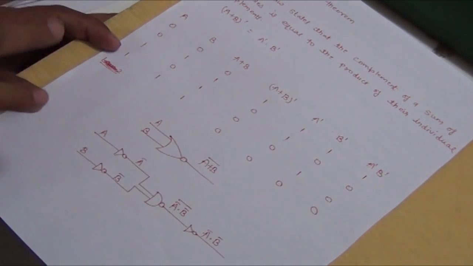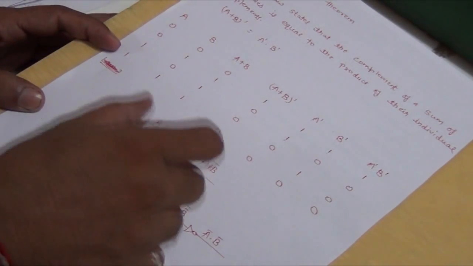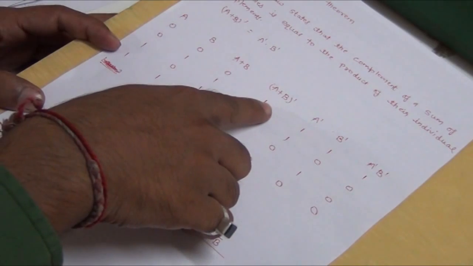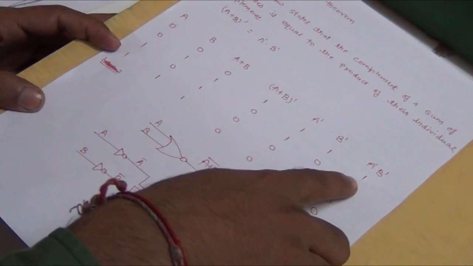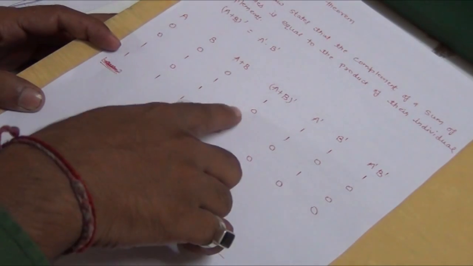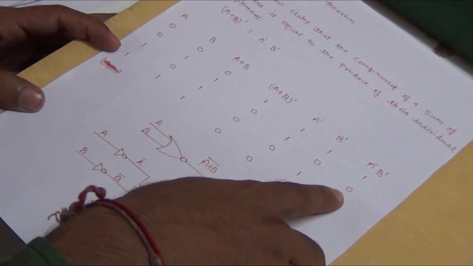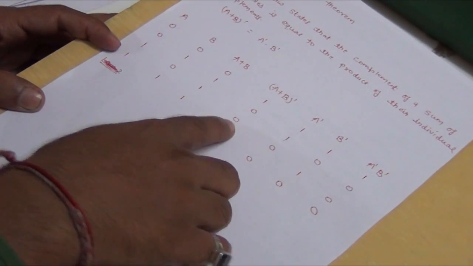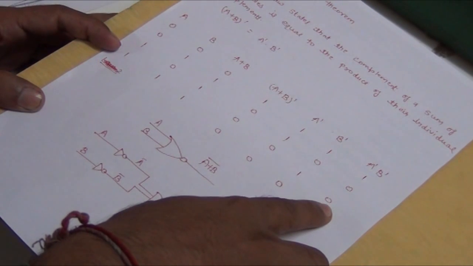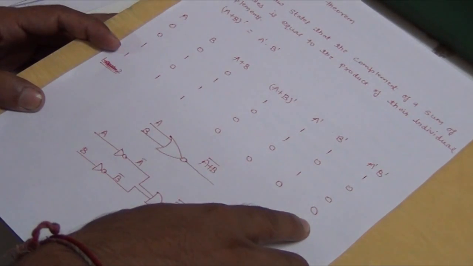According to the law, (A + B) bar equals A bar dot B bar. Showing in the table, (A + B) bar equals 1, then A bar dot B bar is also 1. (A + B) bar equals 0, there A bar dot B bar is also 0. (A + B) bar is 0, there A bar dot B bar is also 0, and the last one (A + B) bar is 0, there A bar dot B bar is 0.